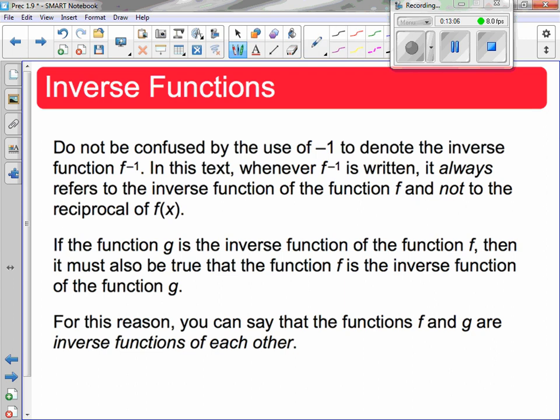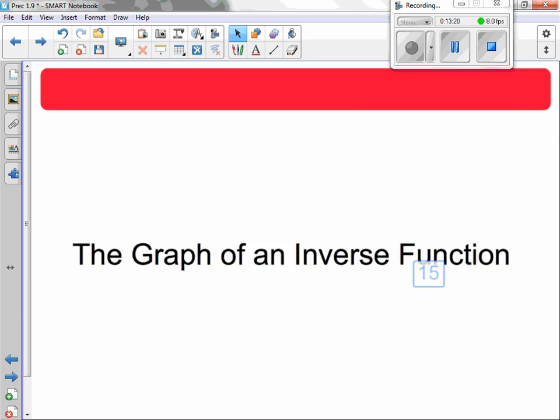If it's a reciprocal, I'm just going to name it a new name. Instead of using f, the reciprocal of f of x, I'm just going to call it g of x, the reciprocal of f of x. I'm going to give it a new name. If the function g is an inverse of the function f, then, as we just said, it can be stated true.